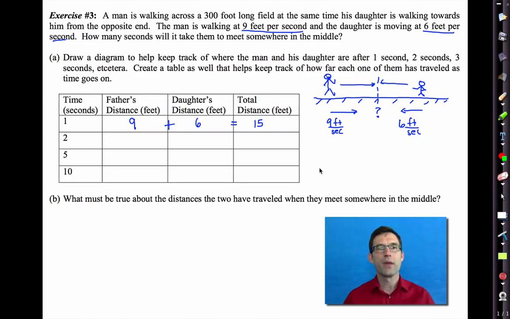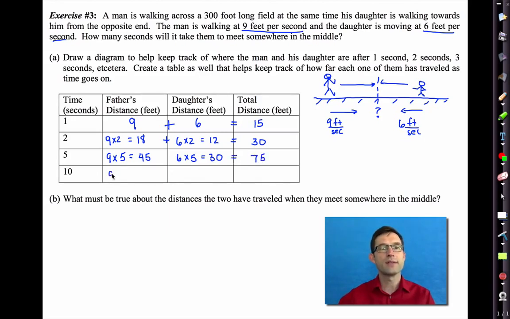All right, let's go through it. Well, after 2 seconds, the father has walked 9 times 2, or 18 feet. The daughter has walked 6 times 2, or 12 feet. And together they have walked a total of 30 feet, right? 18 plus 12. After 5 seconds, and again, these times are just picked at random. What we're trying to do is establish a pattern. After 5 seconds, the father has walked 45 feet. The daughter has walked 30 feet. And so they've walked a total of 75 feet.